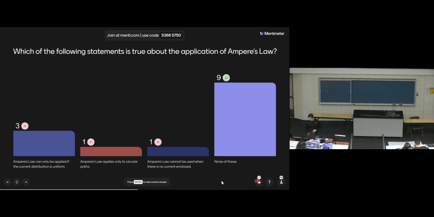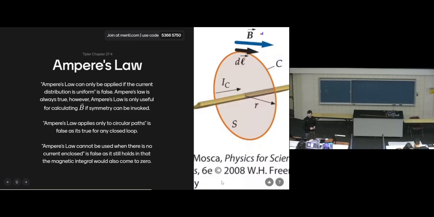All right, so none of these statements are correct. If you look at the first statement, Ampere's law can only be applied if the current distribution is uniform. That's false because Ampere's law is always true. But maybe if you answered that one, you were thinking that Ampere's law is only useful for calculating B if there's symmetry invoked. That we need a symmetrical contour to make it useful to us to calculate the magnetic field.